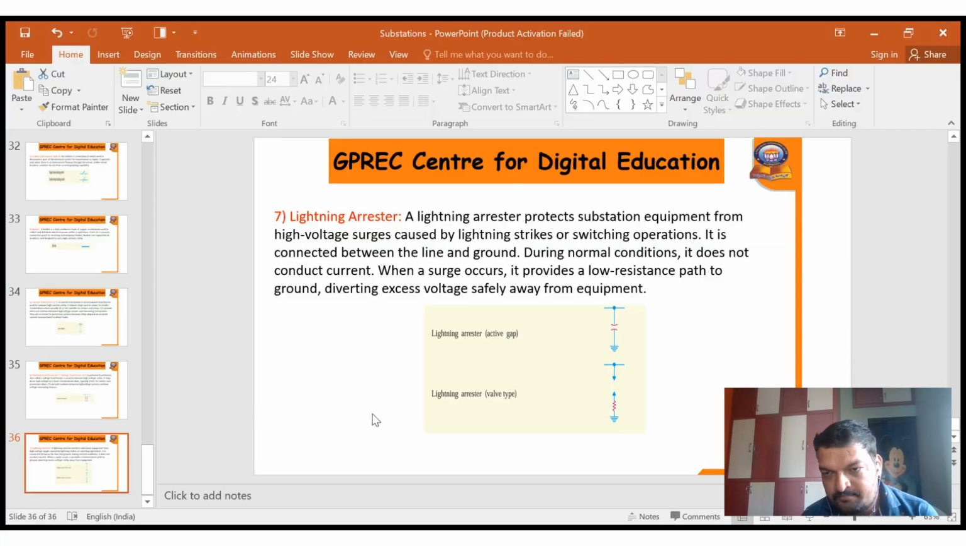Generally, in air insulated substations, the equipment is exposed to the environment. So during any lightning strokes, it may cause damage to the equipment. Lightning arrestors act as a low resistance path to divert the excess voltage safely away from the equipment. These are the main components of equipment that we are using in a substation.